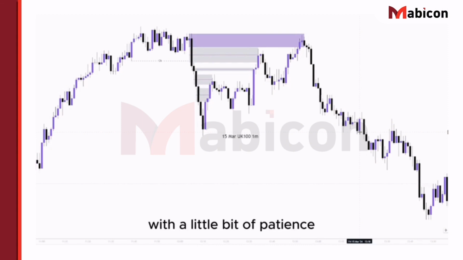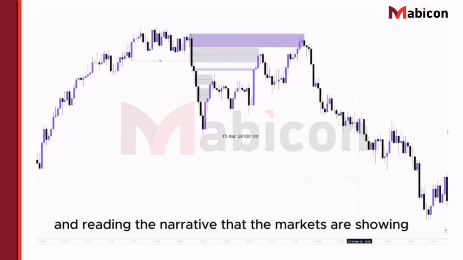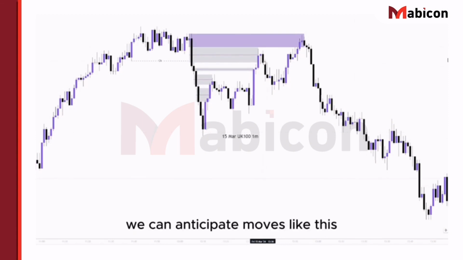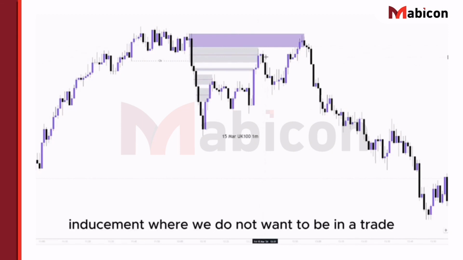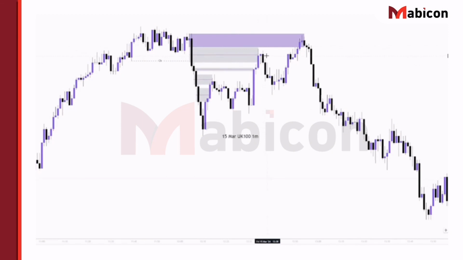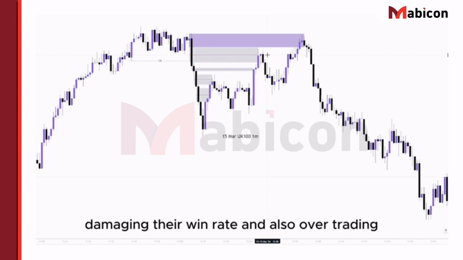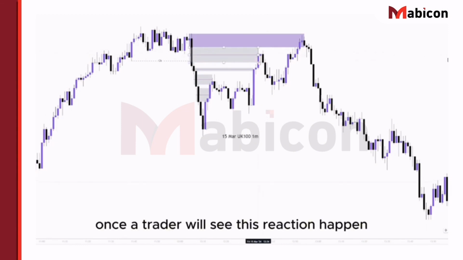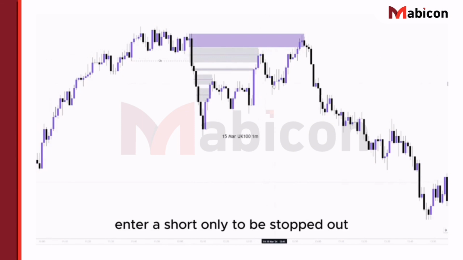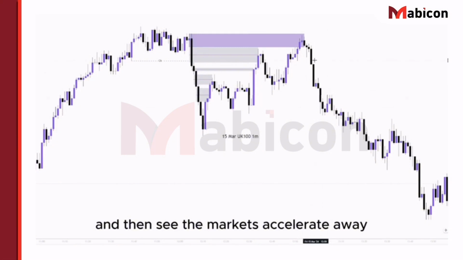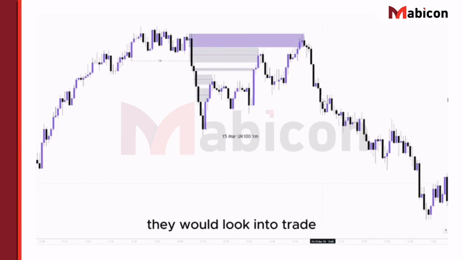With a little bit of patience and reading the narrative that the markets are showing you, we can anticipate moves like this, inducement, where we do not want to be in a trade. And situations like this are a main contributor for people rushing into early trades, damaging their win rate and also overtrading. Once a trader will see this reaction happen, enter a short, only to be stopped out when price comes up to this point, and then see the markets accelerate away in the intended direction they would look to trade, they will likely then start revenge trading and taking even worse trades.